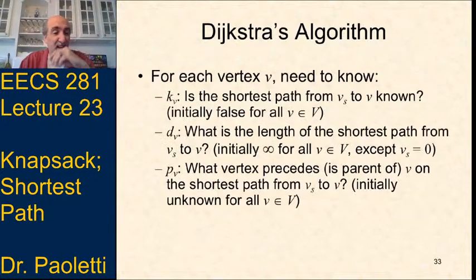Okay, so for Dijkstra's algorithm, we're going to keep track of some data about each vertex. We're going to have to remember, for every vertex, do we know the best path to that vertex, true or false? Initially, it's false for everything. What is the shortest path from VS to that vertex? Initially, it's infinity for everybody except the starting vertex is 0. And what is the predecessor vertex? Where were we before we got to vertex V? Initially, it's unknown for everybody.